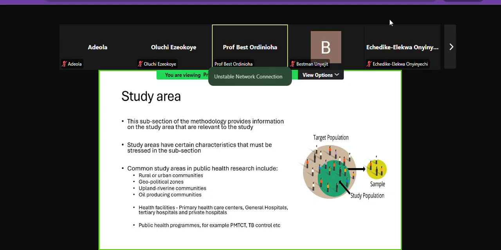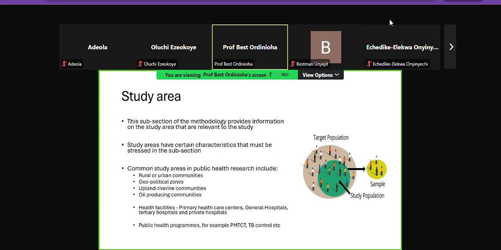And where you are carrying out the study, you want the findings of your study to be applicable not only in the area, the place where you carry out the study, but also in similar places. In public health, we are interested in rural, urban. We are interested in the so-called ecological zones.